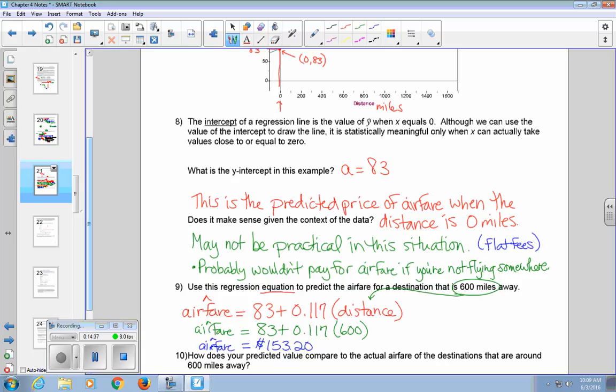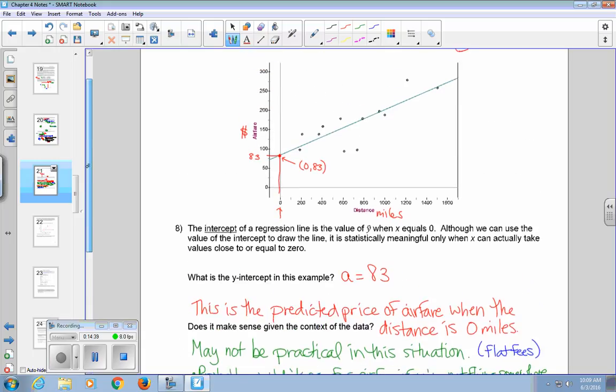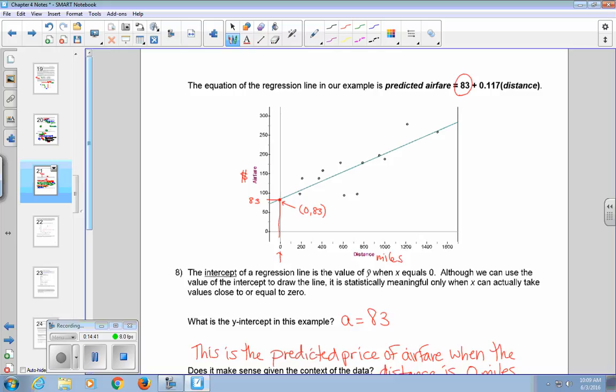And so if we go back up to our scatter plot, and we were doing a distance of 600 miles, what we did was we just found the coordinates of this point on the regression model. So we found that it is a distance of 600 miles and has a predicted airfare of $153.20.